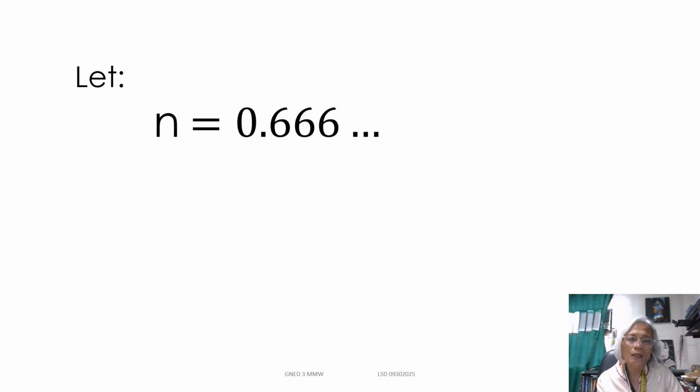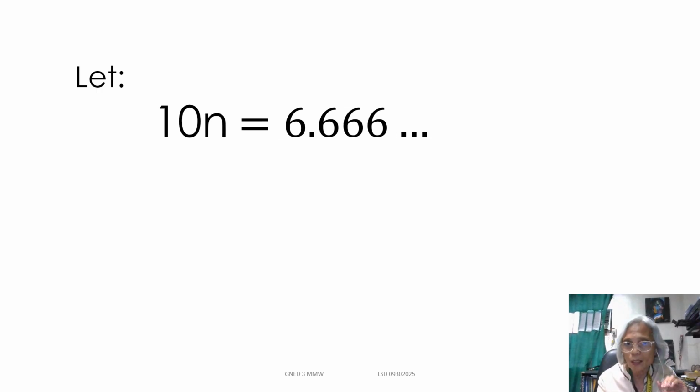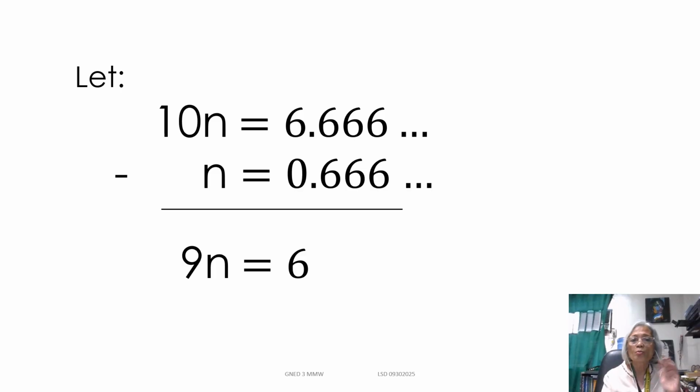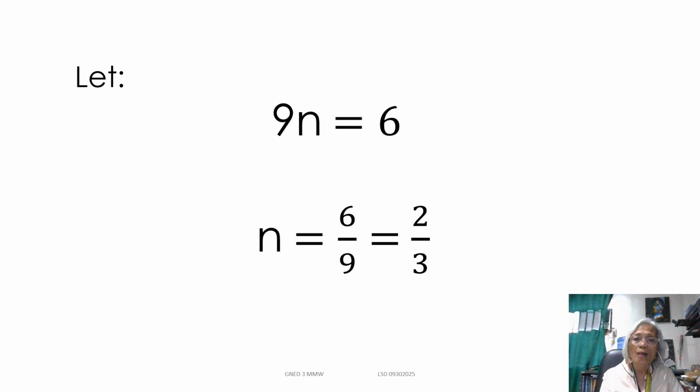Also, if we let n be equal to 0.666, and we multiply it by 10, we would have 10n is equal to 6.666. Just the same, we would subtract n from 10n, so we would have 9n. 0.666 subtracted from 6.666 gives us 6. Then we would have 9n is equal to 6, and therefore n is equal to 2/3.